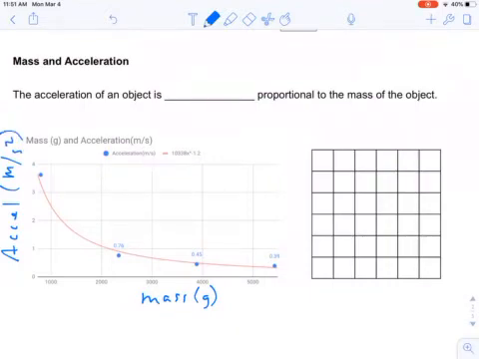This data is doing something much different than the last time. Now we see that as mass increases, the acceleration actually decreases. So we call this type of relationship inversely proportional. The acceleration of an object is inversely proportional to the mass of the object.